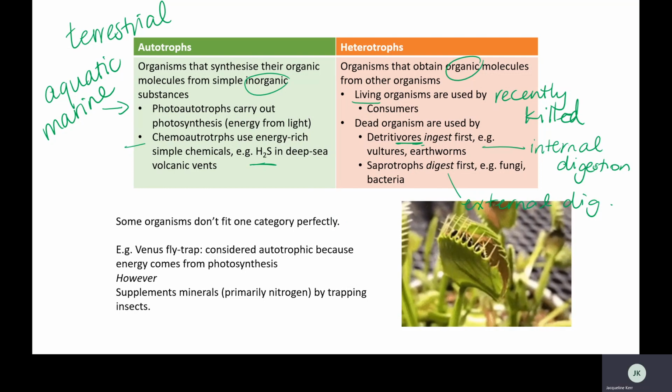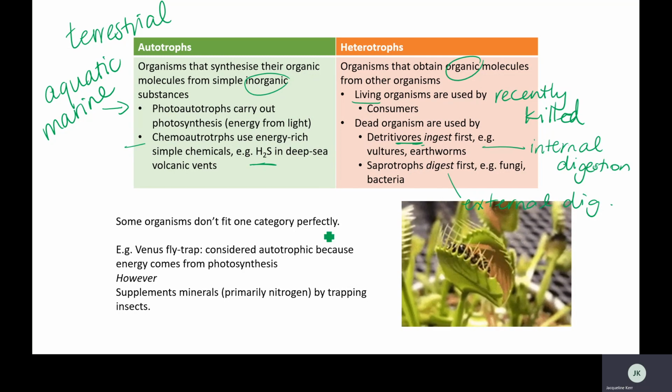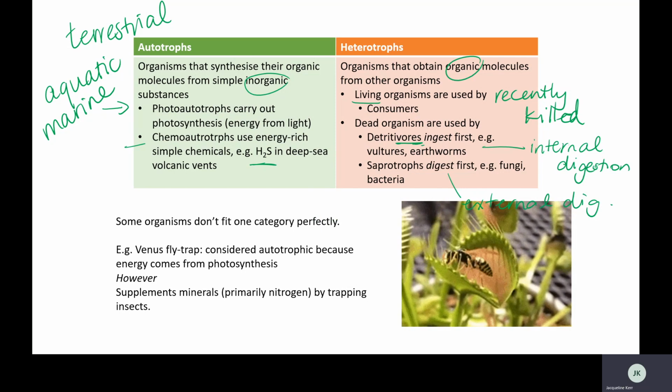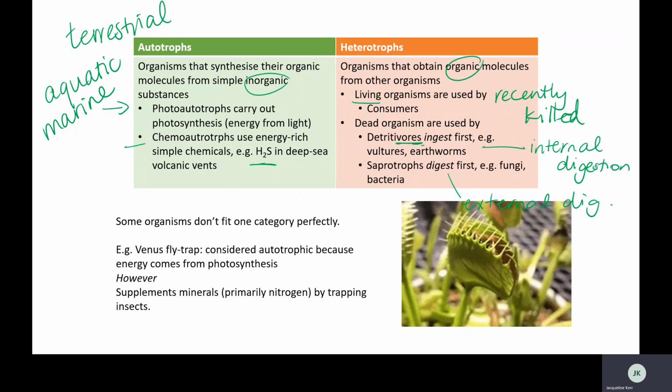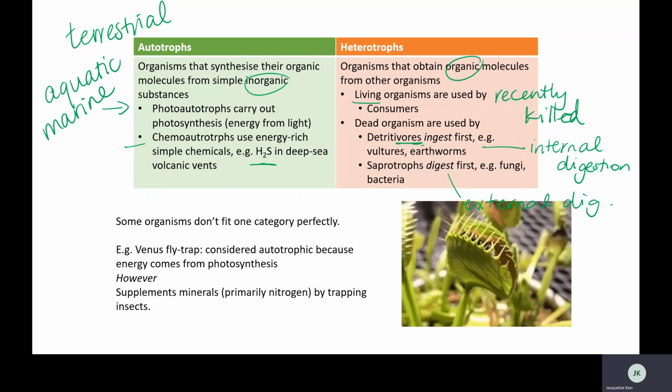There are also things that don't fit the category perfectly, like a Venus flytrap here. We would still consider that, for the most part, autotrophic. That's its dominant mode of nutrition because it's photosynthesizing to get energy. It's living in nutrient-poor soils, and it's supplementing its inorganic nutrients by trapping insects. But we'd still consider that an autotroph.